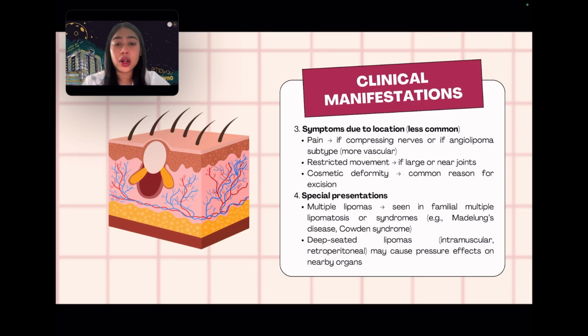And finally, there are special presentations, particularly multiple lipomas. This is seen in familial multiple lipomatosis or syndromes like Madelung's disease and Cowden syndrome. And deep-seated lipomas, those found intramuscularly and retroperitoneally, may cause pressure effects on nearby organs.